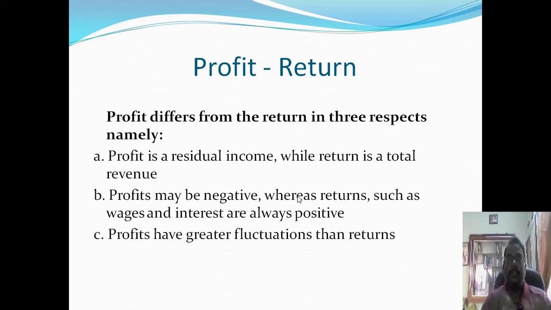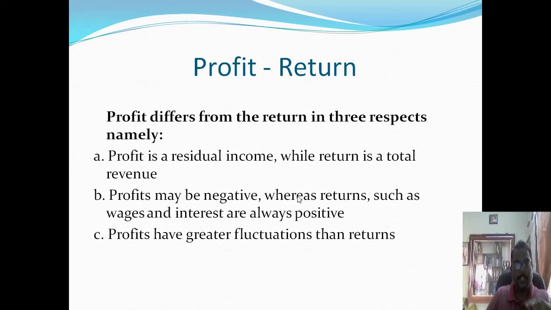You can easily see on the screen that profit differs from return in three respects. Profit is different, return is different. In what way is profit different from return? In three respects. One: profit is a residual income. How do you get a profit? After deducting all the expenses, costs, and taxes from the revenue, what you get is the profit. So it is a residual income, while return is a total revenue. In this aspect, profit is different from return.